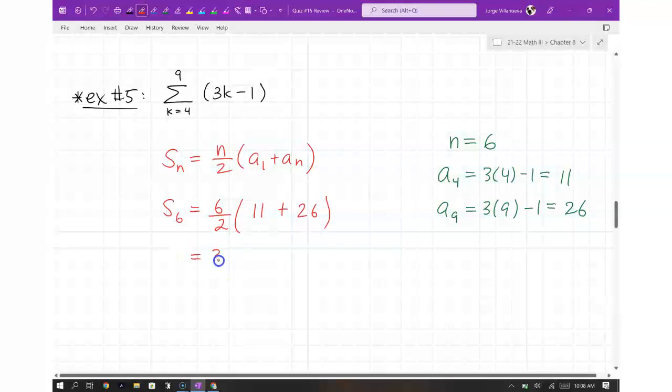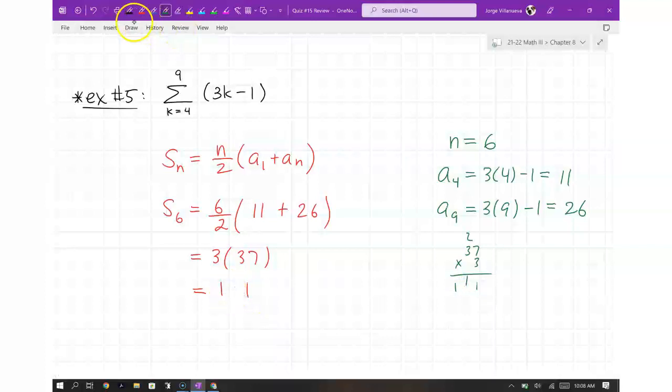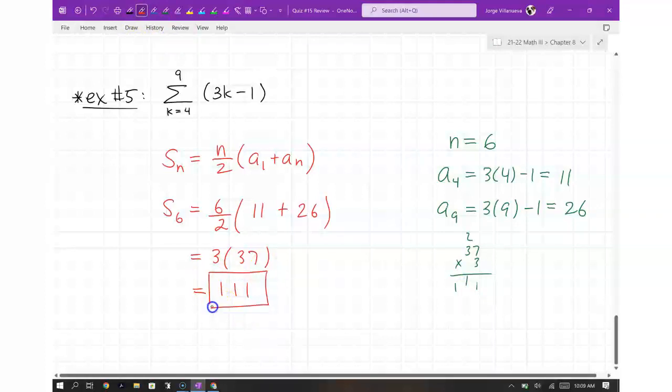So this is equal to 3. This is 37. Yep. And when you multiply that out, what do we get? 3 times 7 is 21. So 9 is 101. Am I right on that? Let's see, 37. 3 times 7 is 21, 9, 10, 11. Yeah, 1. So that would be 111. And that's it. This is what's on your quiz.